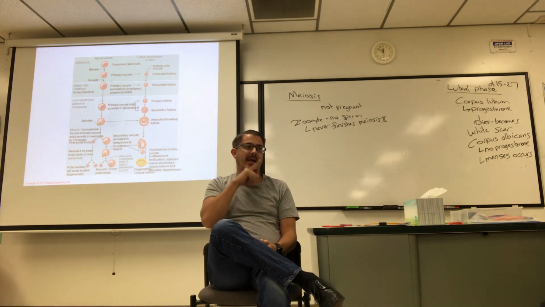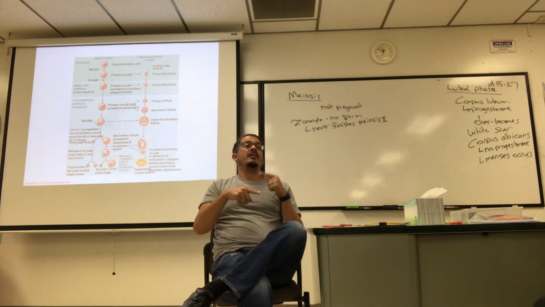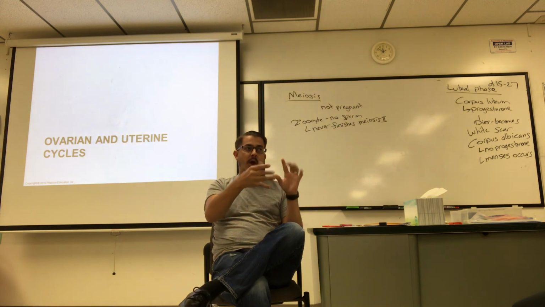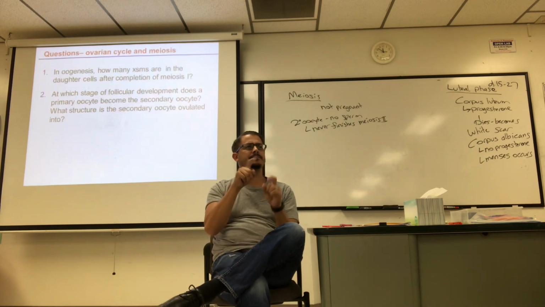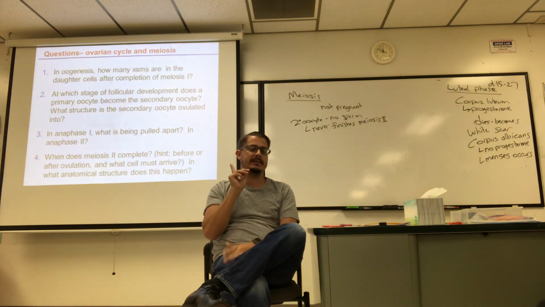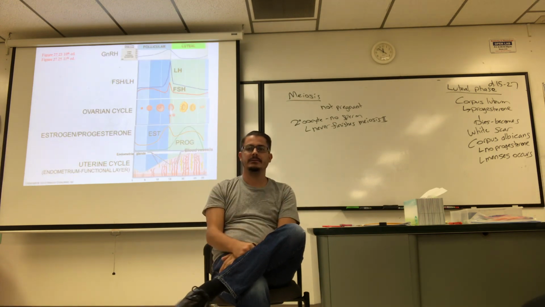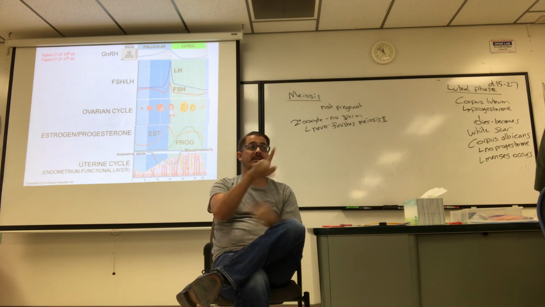All right. Now what I want to do is hit the reset button and do the ovarian cycle again. But now I want to mention the uterine cycle with it. I do have some questions here. I want to maybe ask you these some other time after you've had time to process the information. So what I want to do now is show the ovarian cycle with another cycle.